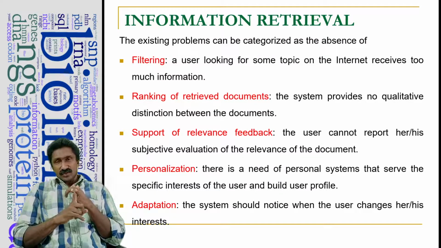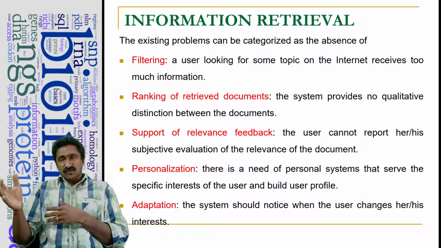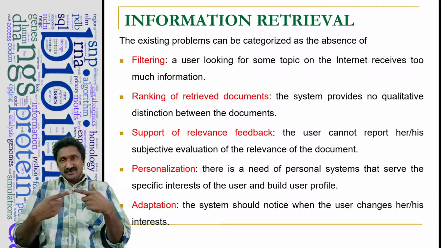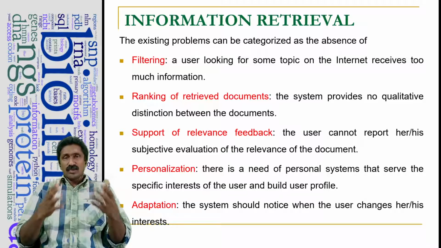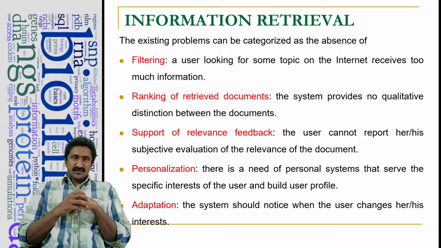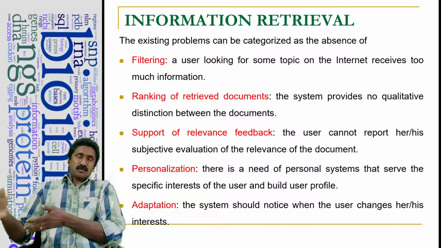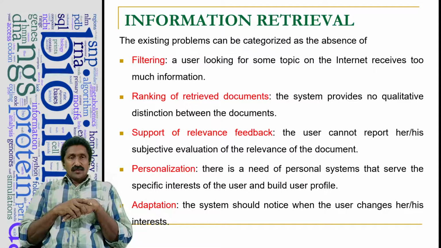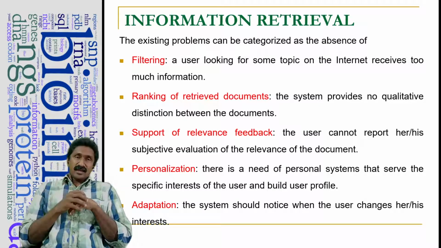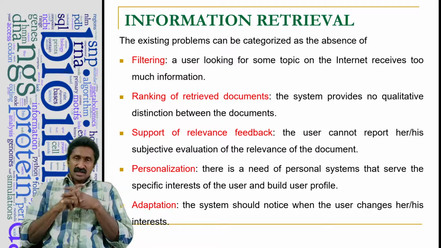Ranking of the retrieved documents. The system provides no qualitative distinction between the documents. For example, there are 1 million search results in Google, and how they are ranked, which one is placed on the top, matters, because you are looking only at the first page, at least three or four or five results, and you are not scrolling down the page or moving to the next page. So you will look into a document only when it is placed with a high rank or highest priority on the top of the list, and only then will you click on that link.